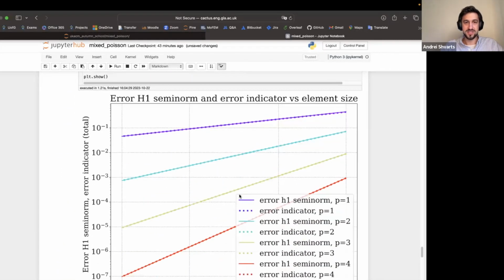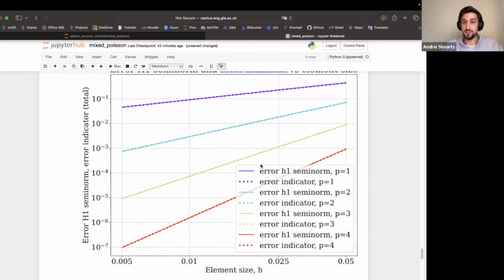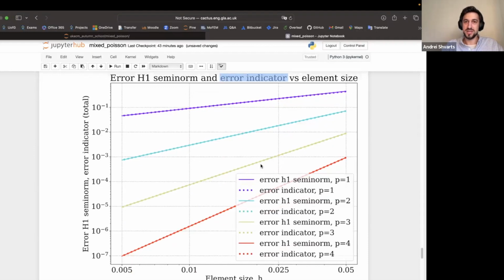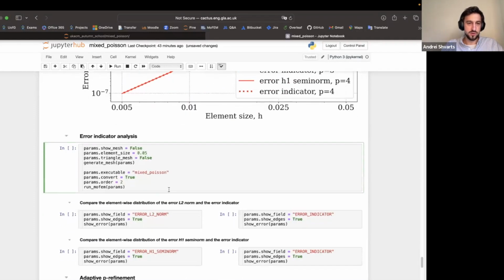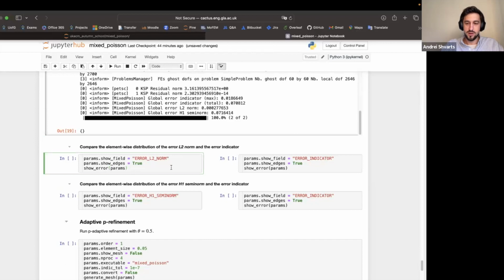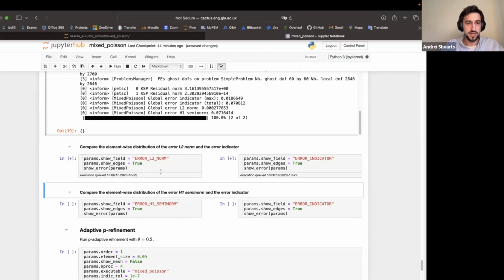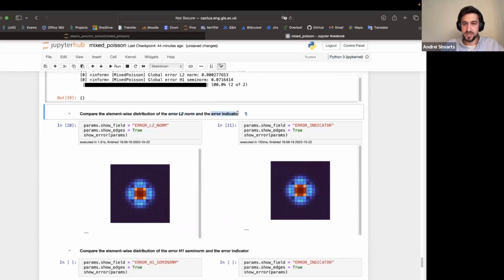values, and we see that you cannot distinguish between this error H1 semi-norm and the error indicator on this plot. They are basically coinciding. So that means that this error indicator is a very good estimation of this error H1 semi-norm. And to prove this further, we're going to run an analysis on a relatively coarse mesh where we can easily grasp things by eye on the mesh. So we just run it, it takes a second, and now by executing these two cells, we're going to compare visually the element-wise distribution of the error L2 norm and the error indicator.